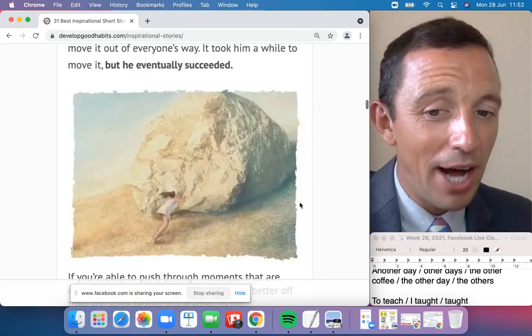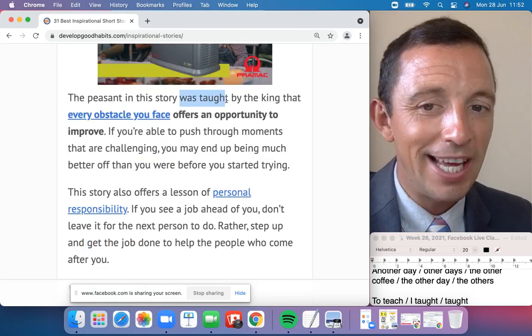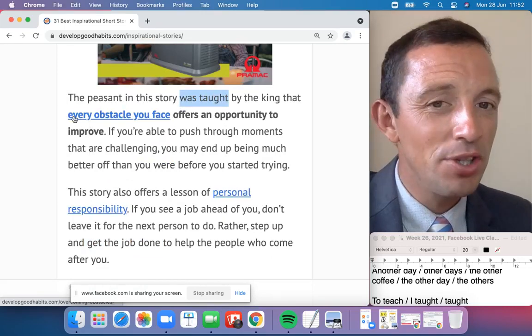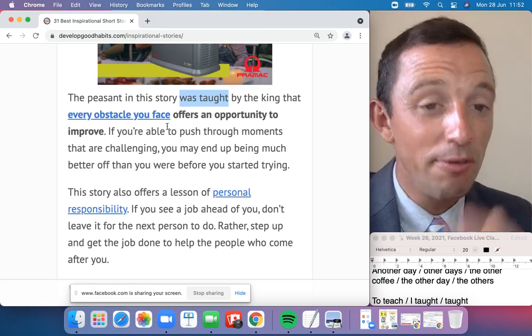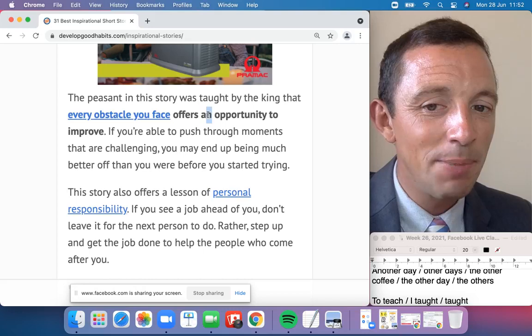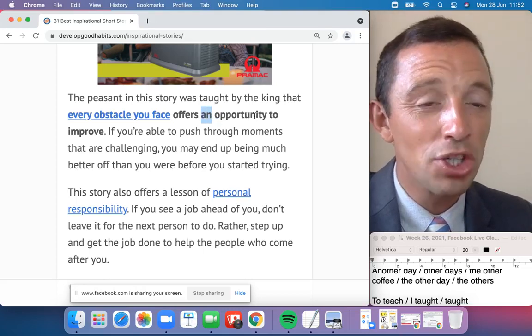And the vocabulary in the moral, I think everything is okay. As I said, was taught is the passive. Every obstacle, each obstacle, no big difference. Each obstacle you face, it offers an, because the word begins with a vowel. The article is an opportunity.